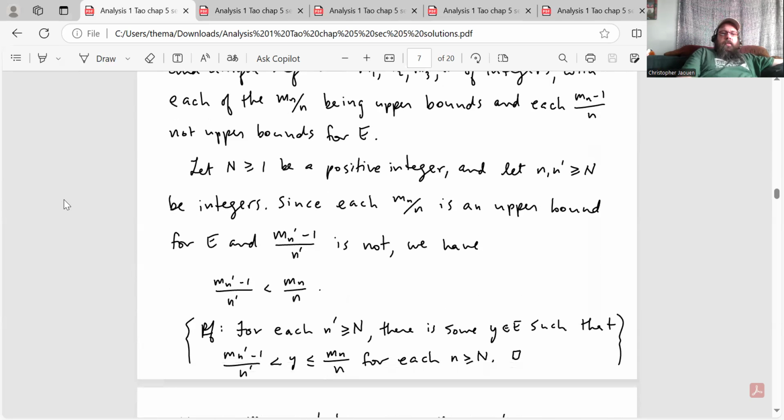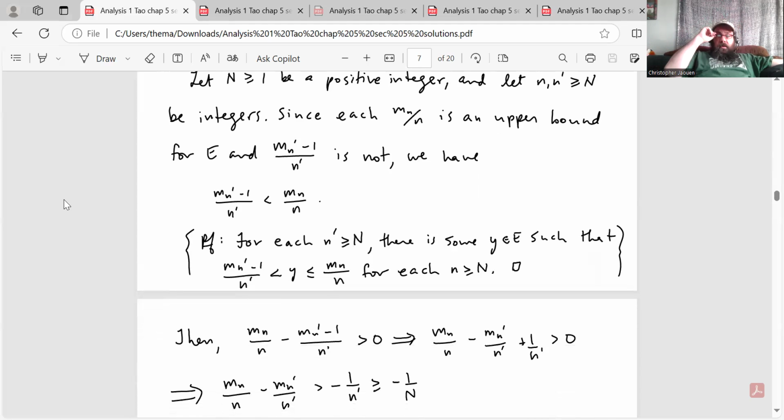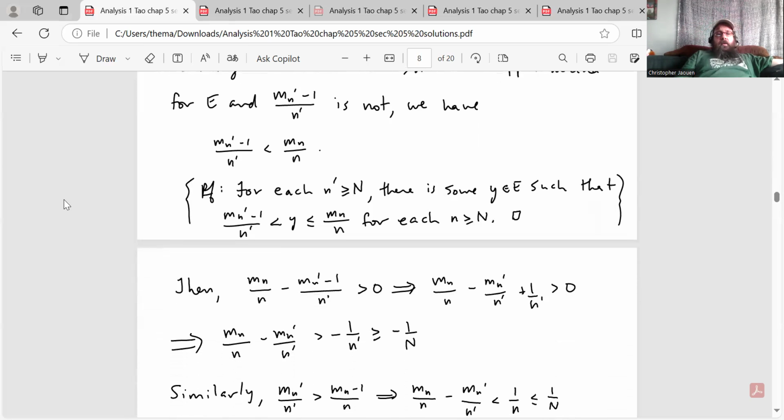Right? Then we choose capital N greater than or equal to 1 to be a positive integer, and let n and n prime be integers greater than or equal to capital N. Since each m sub n over n is an upper bound for E and m sub n prime minus 1 over n prime is not, we have the inequality m sub n prime minus 1 over n prime less than m sub n over n. Tao asks the reader to prove this in the middle of his proof outline, so I just did that down here. Here's the proof that happens.